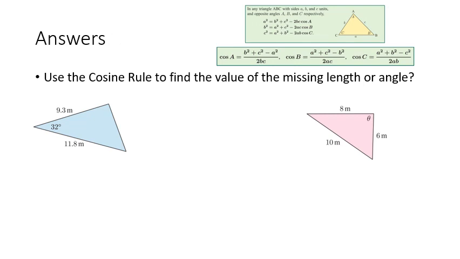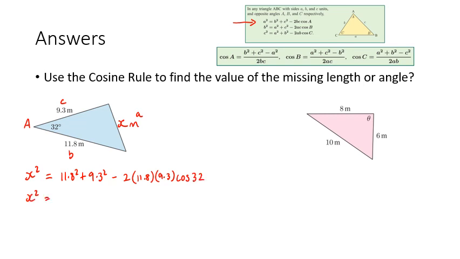In our first question, we're looking for the value of x over here. If we call that a, this can be little a, this can be little b and little c. Therefore, we're going to be using this formula up here, where x squared is equal to b squared plus c squared, take two lots of b times c, and then times cosine of our value, which is 32.